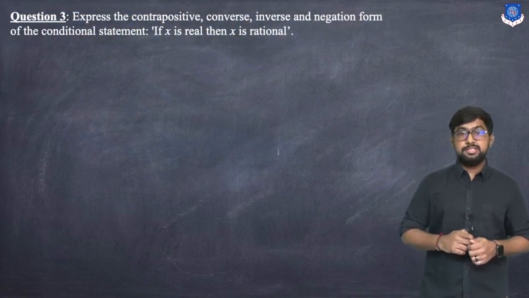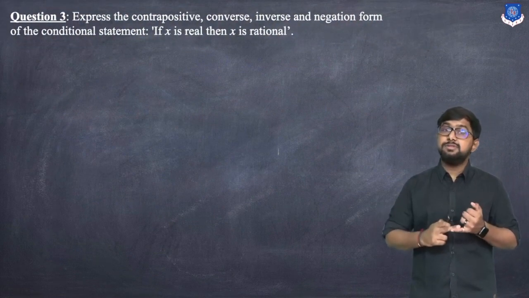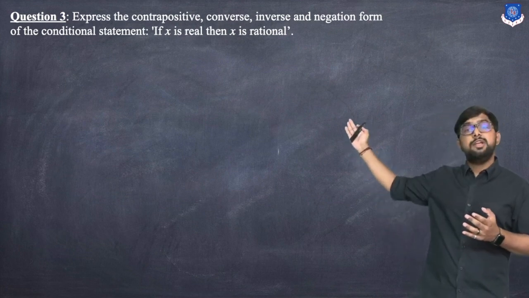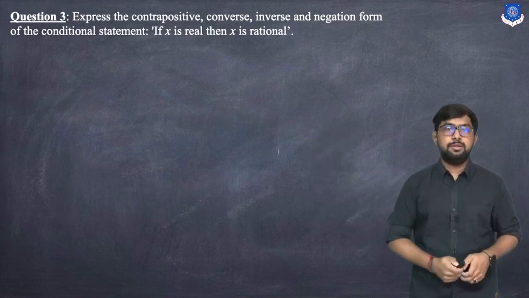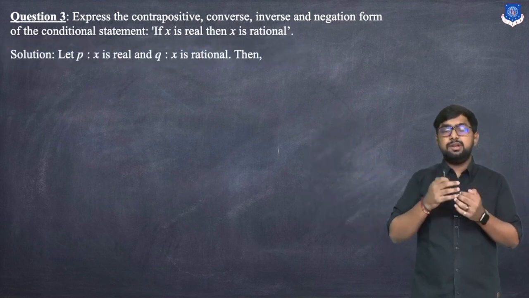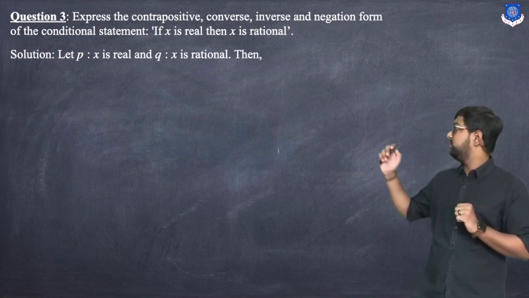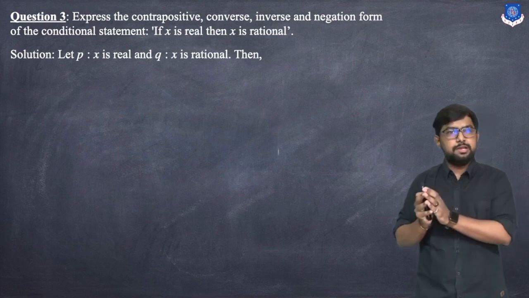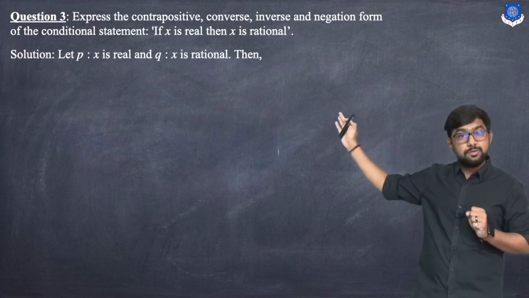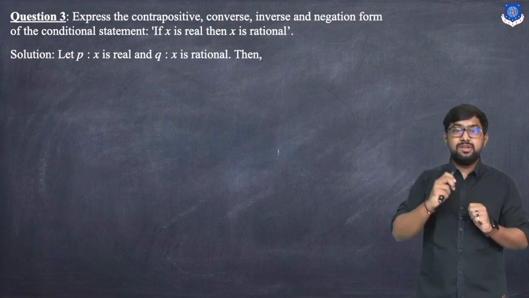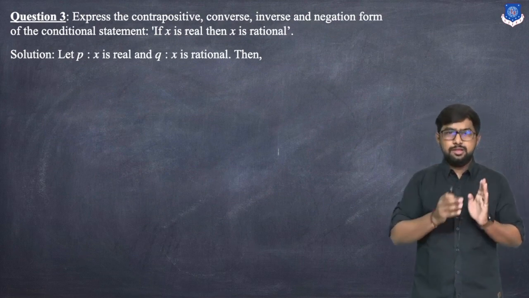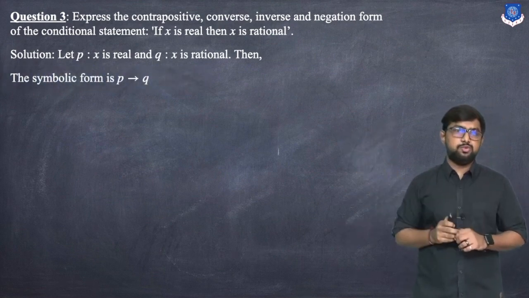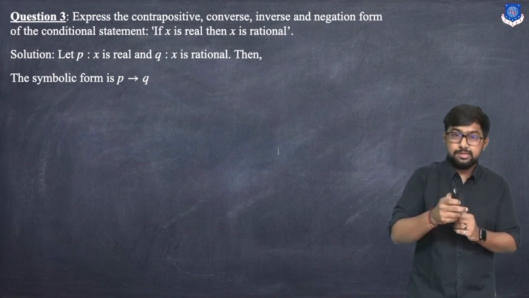Third example: express the contrapositive, the converse, the inverse and the negation form of the conditional statement. The statement given is: if X is real, then X is rational. So what we'll do is convert this into symbolic form. Again, if X is real, then X is rational. So P will be "X is real" and Q will be "X is rational." Now what will be the symbolic form? Here the proposition uses "if ... then," so in symbolic form it will be P implies Q. That means if X is real, then X is rational.